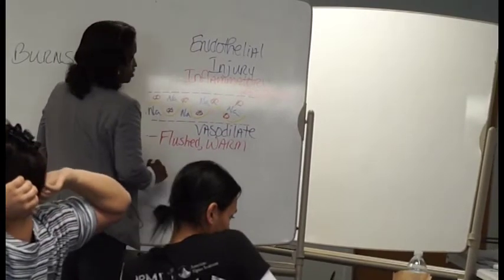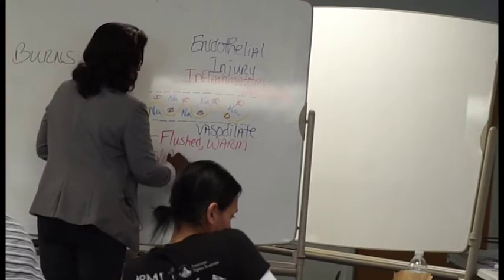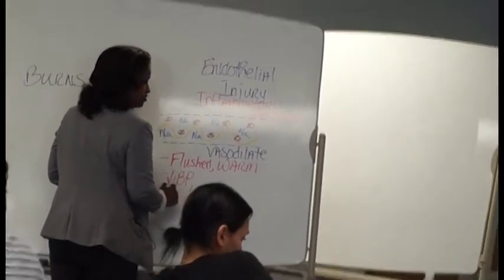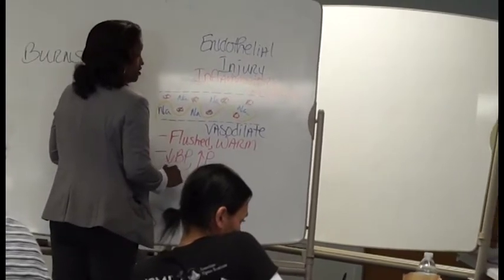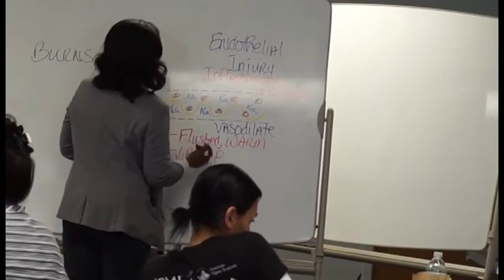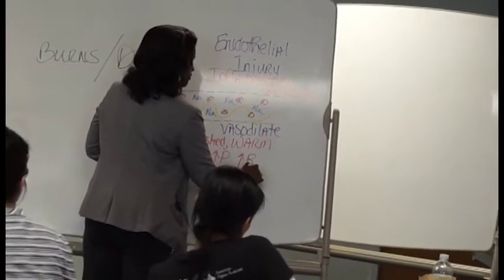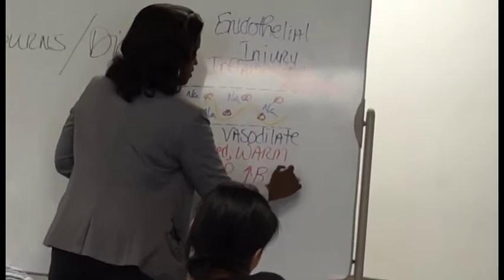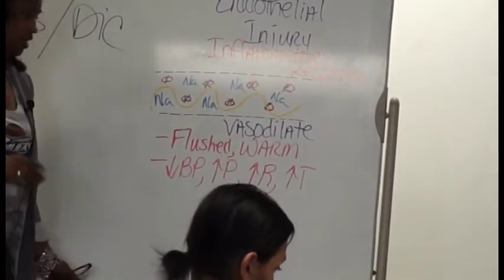What does vasodilation do to the blood pressure? Your patient's blood pressure drops. What does the pulse do for compensation? The pulse increases. Your patient, you would agree, no matter if it's an infection or a burn, probably needs oxygen, so they're breathing fast. Can we all agree the temperature is increased? There's your vital signs.